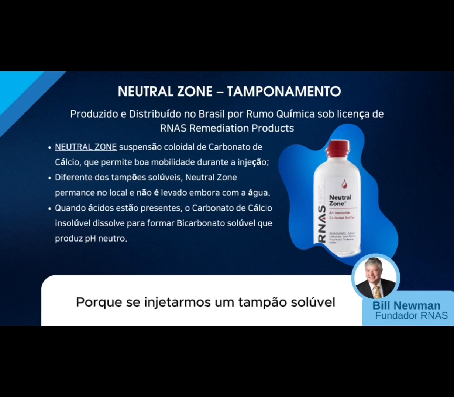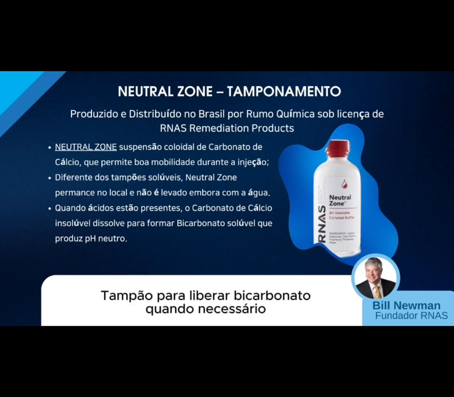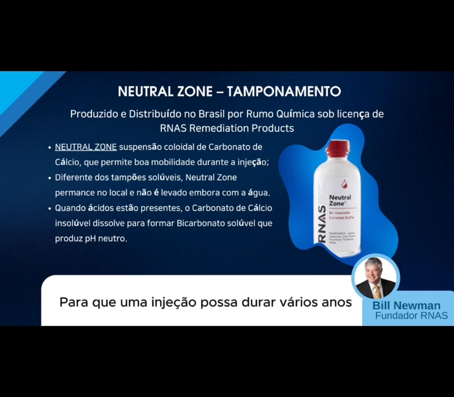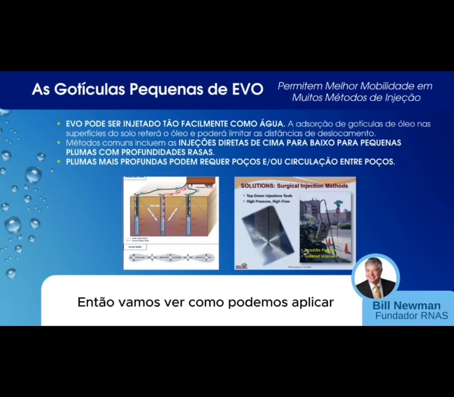And that's important because if we inject a soluble buffer like sodium bicarbonate, it can move out of the treatment zone even if the contaminants and the EVO are retained on the soils. So the calcium carbonate itself is relatively insoluble in water, but when acid is present, it releases bicarbonate buffer. So it acts as a slow release buffer to release bicarbonate when needed, so that one injection can last for several years. So let's look at how we can apply emulsified vegetable oil.